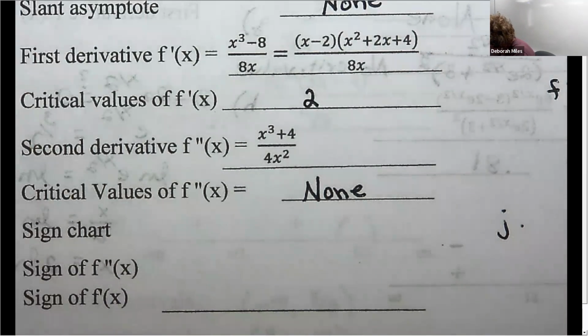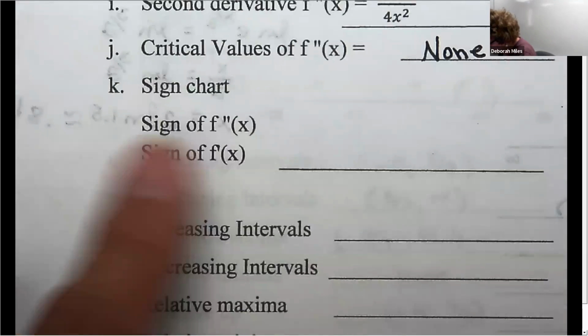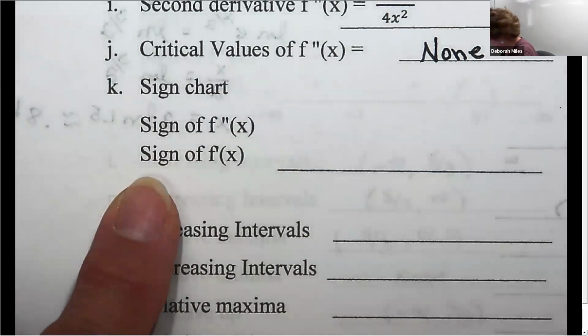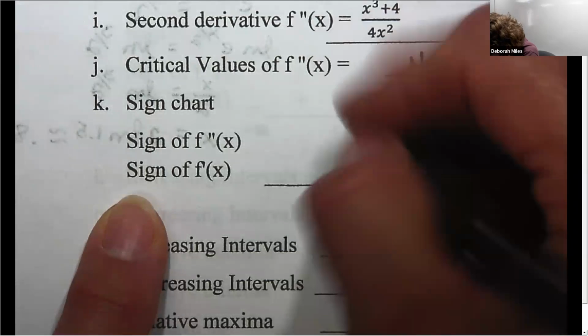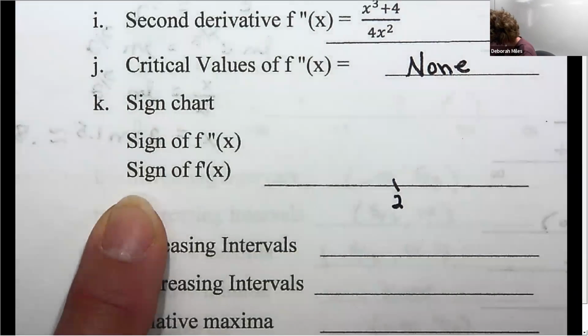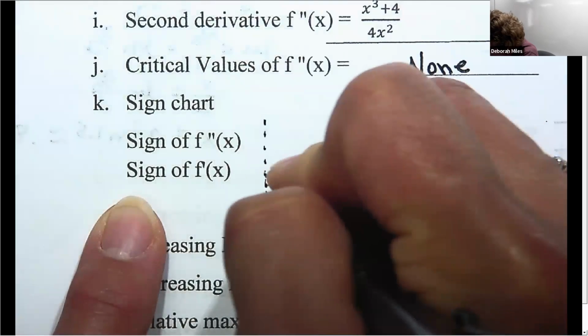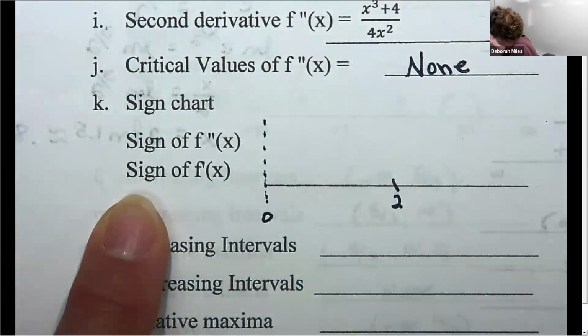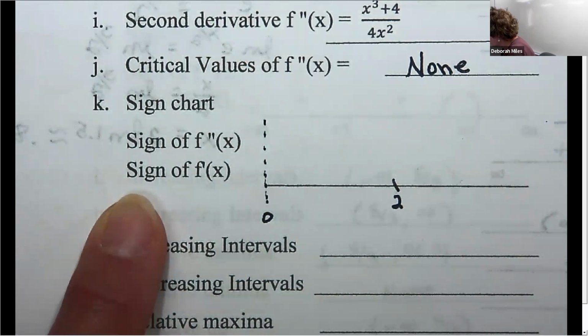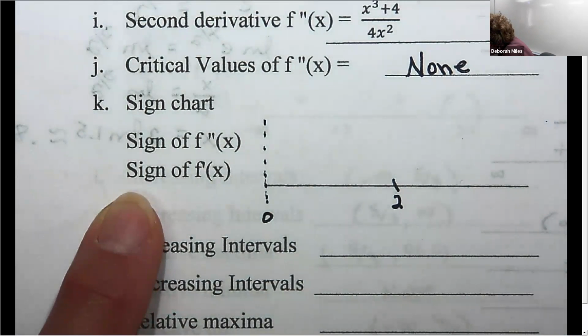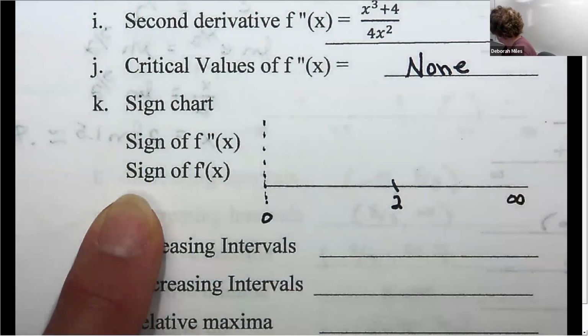All right. So what do we need to put on our sign chart? 2 is our only critical value. I might want to put something that looks like a vertical asymptote at 0, because I can't let x go to the left of 0 at all. But I can let x get infinitely big. So I put 0 to infinity on my sign chart.